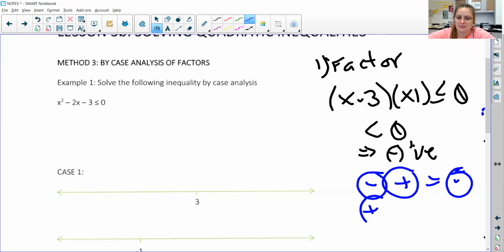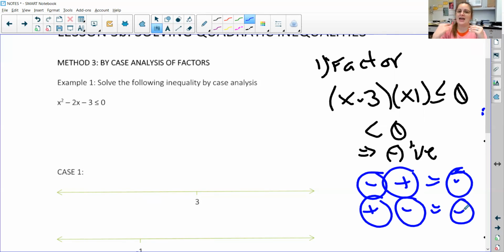Or the first factor can be positive and the second factor could be negative, and that will also give you a negative value, right? They can't both be positive and they can't both be negative, because a positive times a positive is a positive and a negative times a negative is a positive. So we're going to look at both cases.